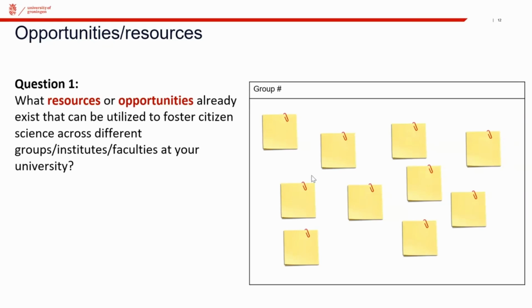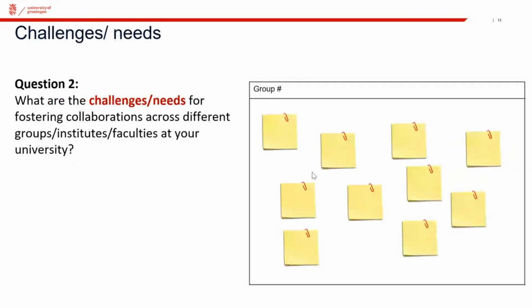whole. And you can think about different types of, for example, projects that are around, but also people, networks, facilities, equipment, things that could be used really to either support ongoing projects or create new ones. In the second question, we would like to take a look at challenges and needs, again, in relation to setting up and running citizen science projects or collaborating with each other on the topic.